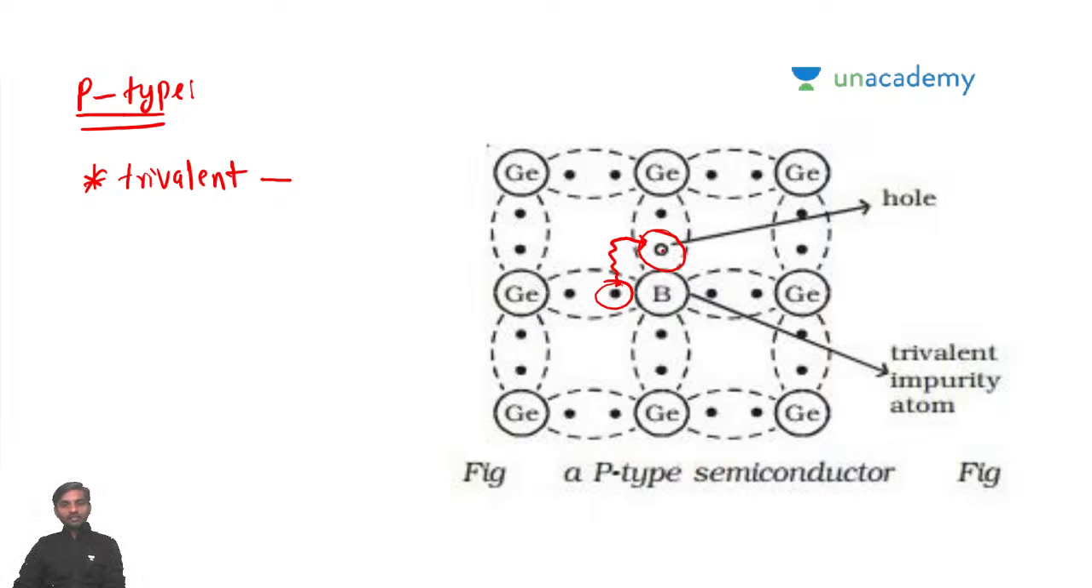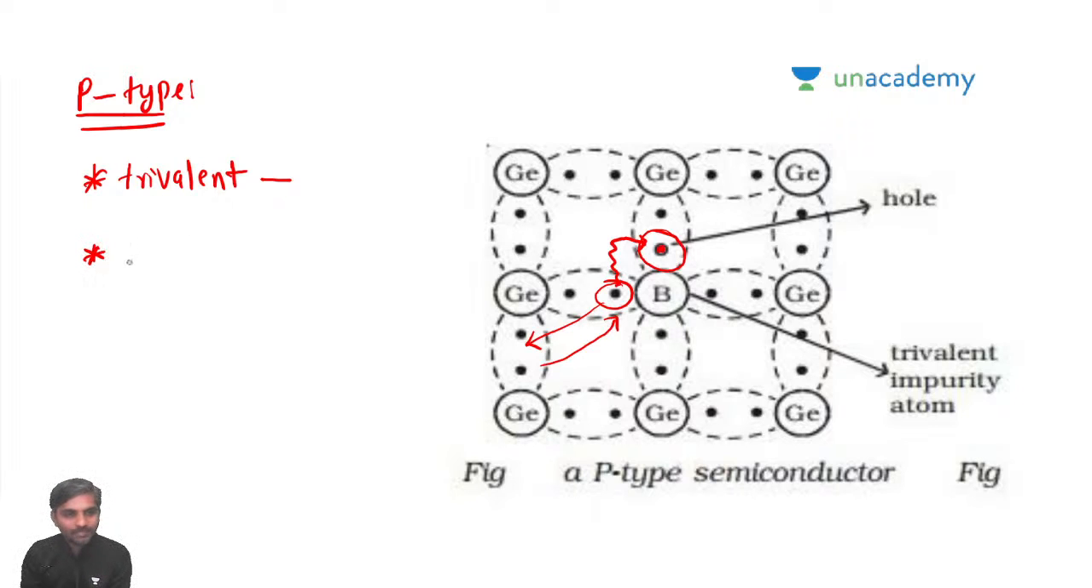Now this will be filled with an electron. Next time, this electron may jump here, and because of this the hole will be moving in this direction. So this is electron movement, and this is hole movement. We discussed in detail what we mean by electron movement and hole movement, right?